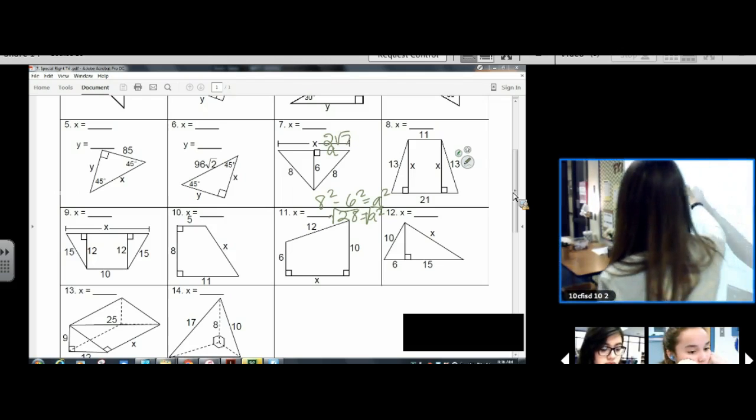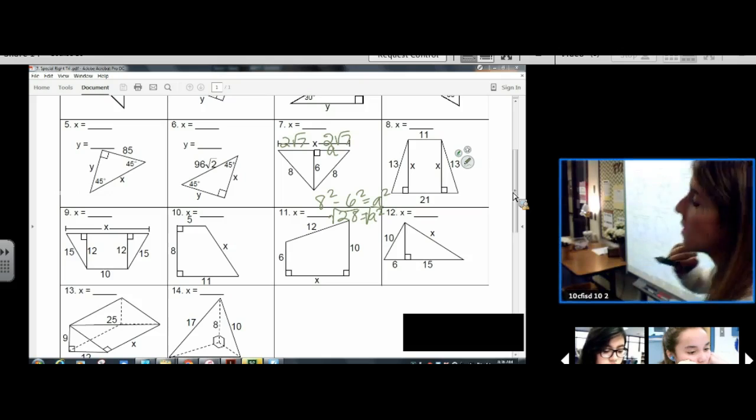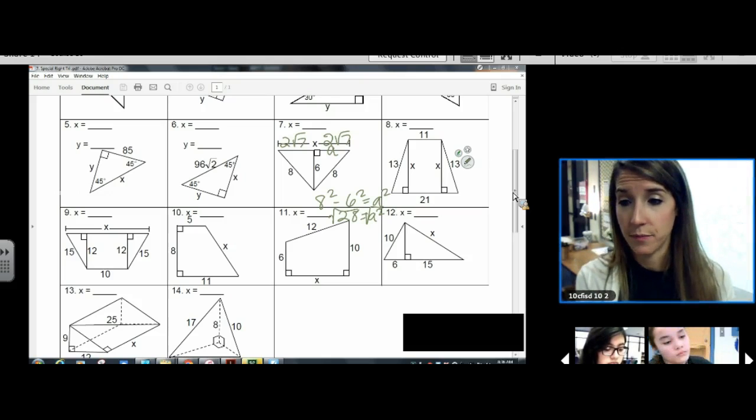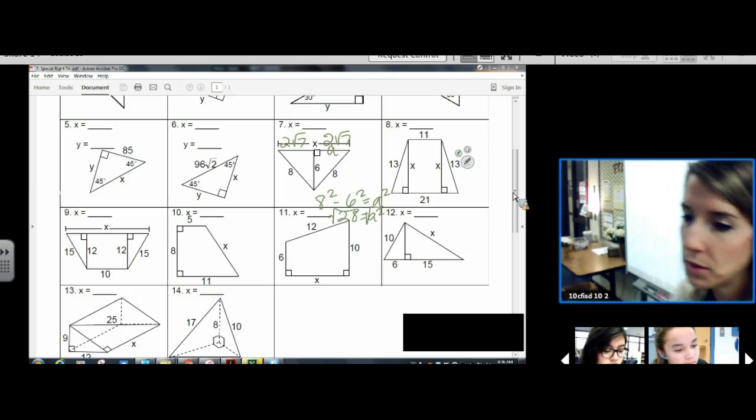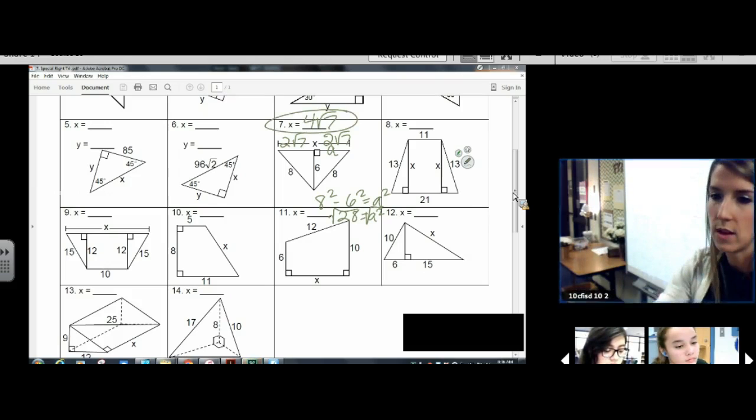Of course, the other side, it's isosceles, so those are equal. They're both 2 root 7. Are we allowed to add those? Yes, right? They're like terms. They're root 7s. And so 2 root 7 plus 2 root 7 is 4 radical 7.